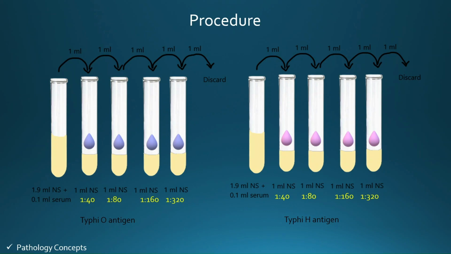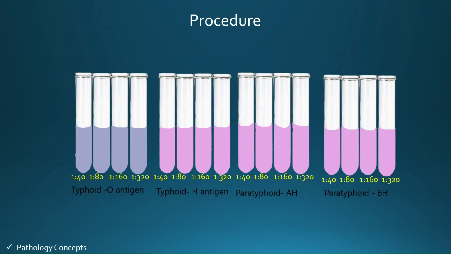After doing the dilution, add 1 drop of antigen in each of the 4 tubes. Repeat this procedure for other 3 antigens like Typhi H antigen, Paratyphi AH and Paratyphi BH antigen. After adding, we have to incubate these tubes for 16 to 24 hours at 37 degrees centigrade. And after the incubation, we have to read for the agglutination.